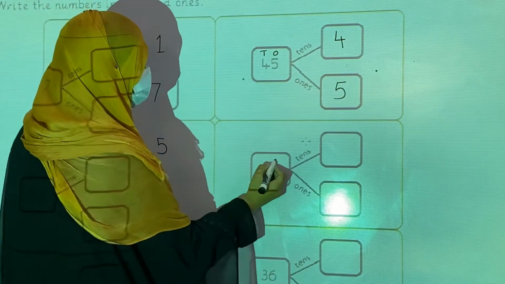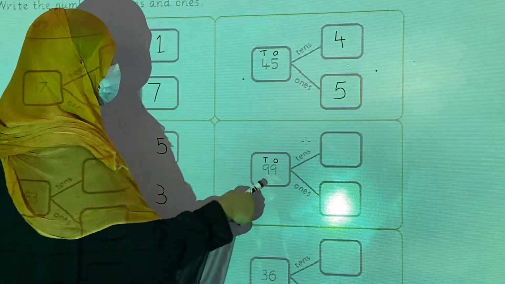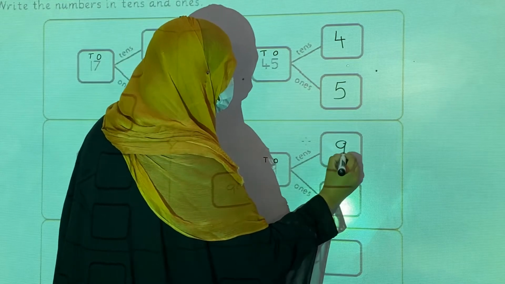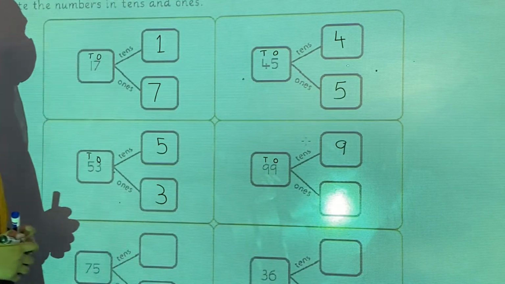99. First one is ones and second one is tens. 9 in the tens box and the second 9 in the ones box. In this way you will complete this activity.